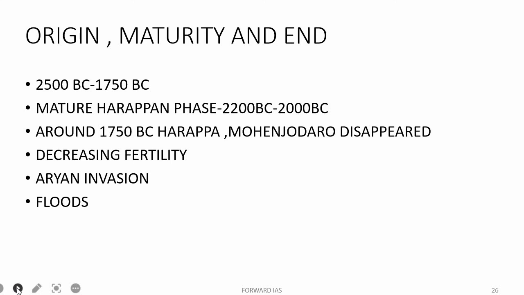Also, some believe the iron invasion was one of the main reasons for the end of the Harappan civilization. Another possible reason is the flood of the Indus and its tributaries and other rivers. These are the main reasons for the end of the Indus Valley civilization. This is all about the Harappan civilization.